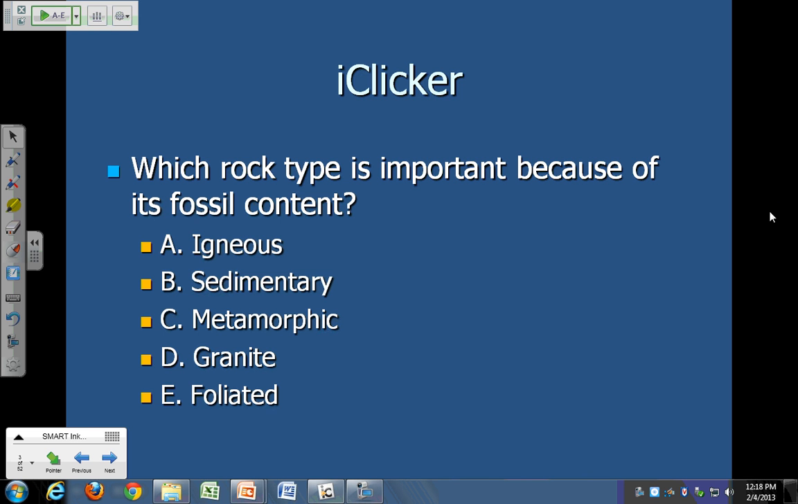Remember, you can get fossils in metamorphic rock, but they're going to be deformed, misshapen, and stuff like that, so they're not really very useful to us. We can't get them in igneous rocks. Why not? Not typically.